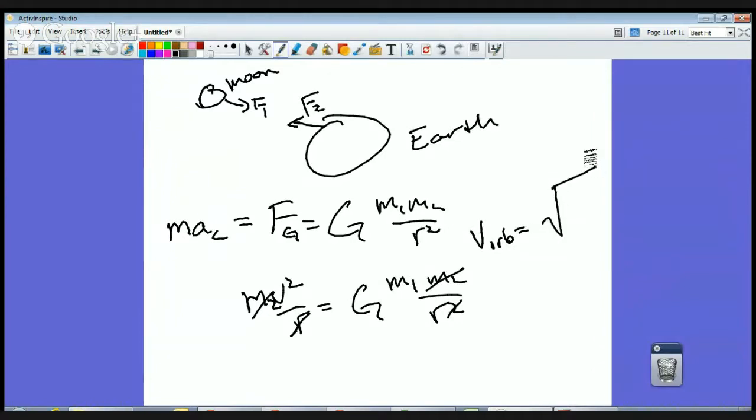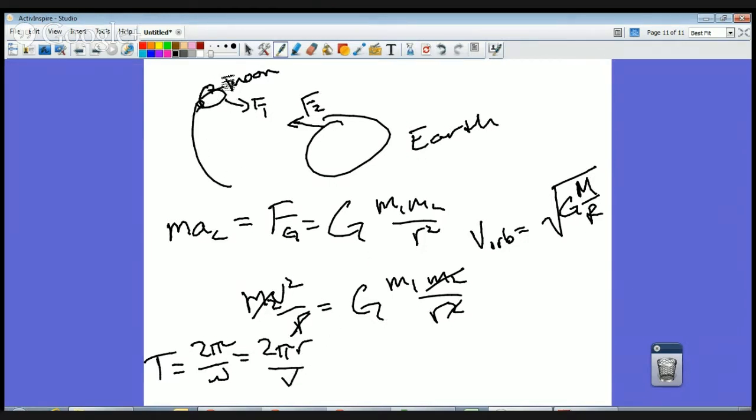Right? It is going to be the square root of GM over r. And that's it. If you want to find the period, remember period is 2 pi over omega. Omega is v over r. Right, so you can find it that way. You can also say, well, it's going to be the circumference, whatever circumference that is, divided by the speed.